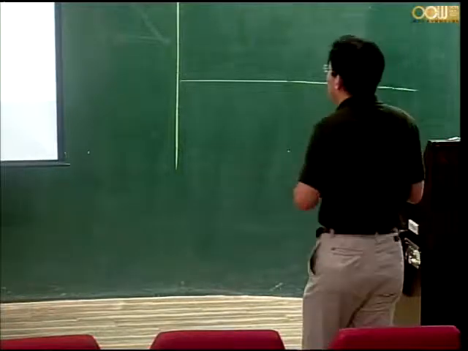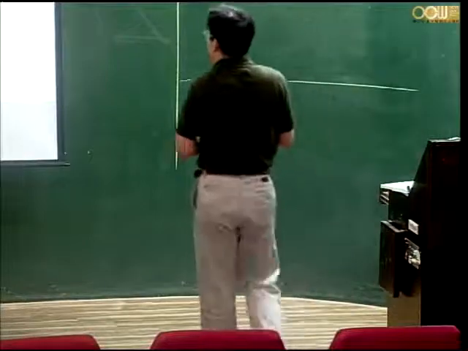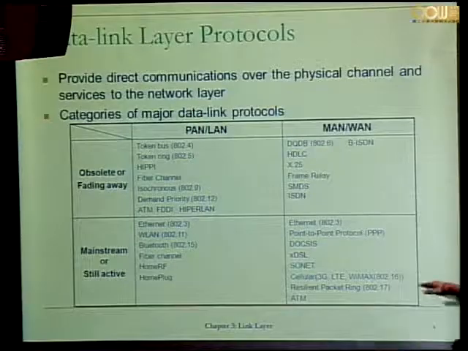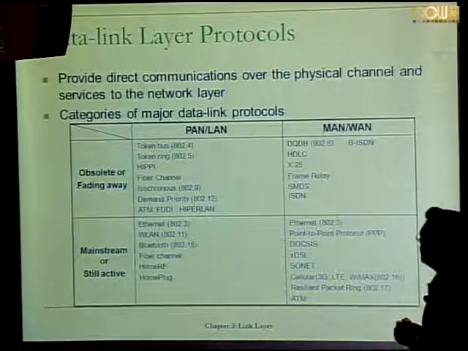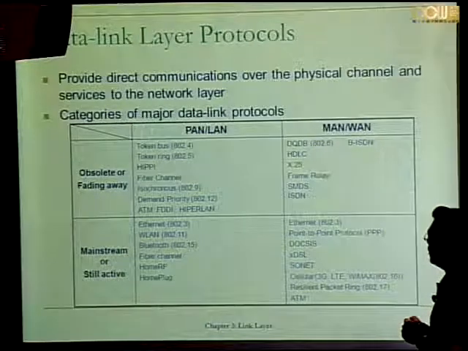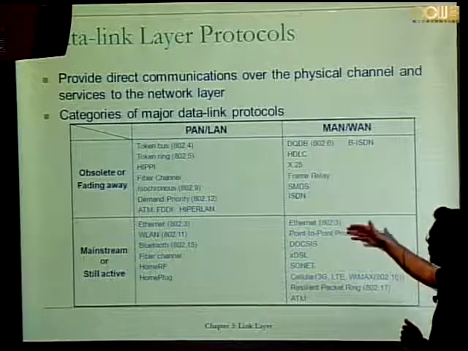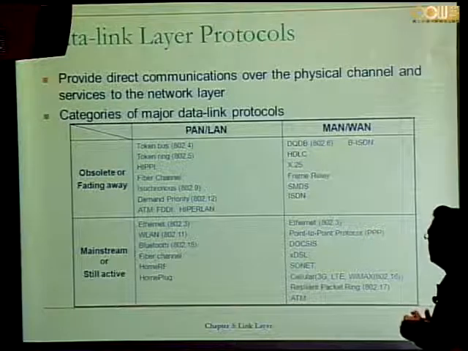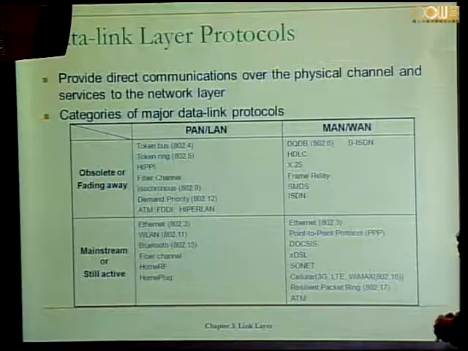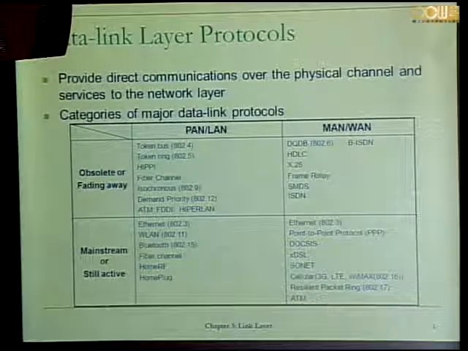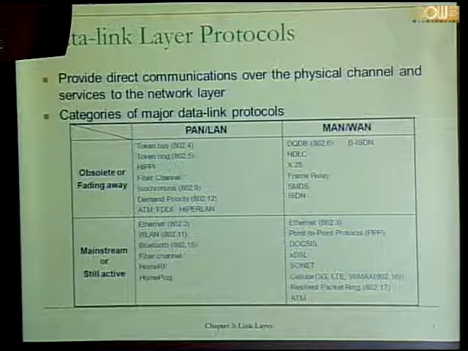So, we will talk about the WiMAX link layer here. So 3 wireless links and 1 wired link, Ethernet, and then 1 point-to-point link. So these are the things we will discuss in this chapter.